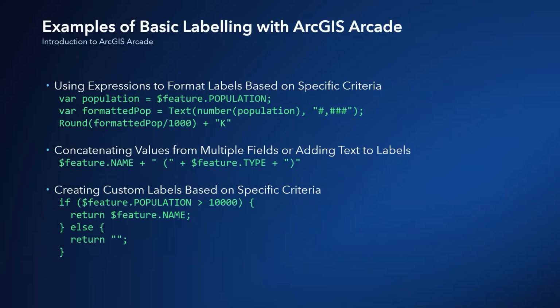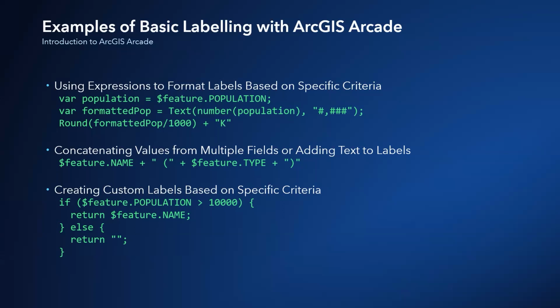So a couple of examples: we can use expressions to format labels based off of specific criteria. In this expression, the variable declares a variable, text formats the number with commas, round rounds to the nearest 1,000, and the K concatenates the K at the end of the label.